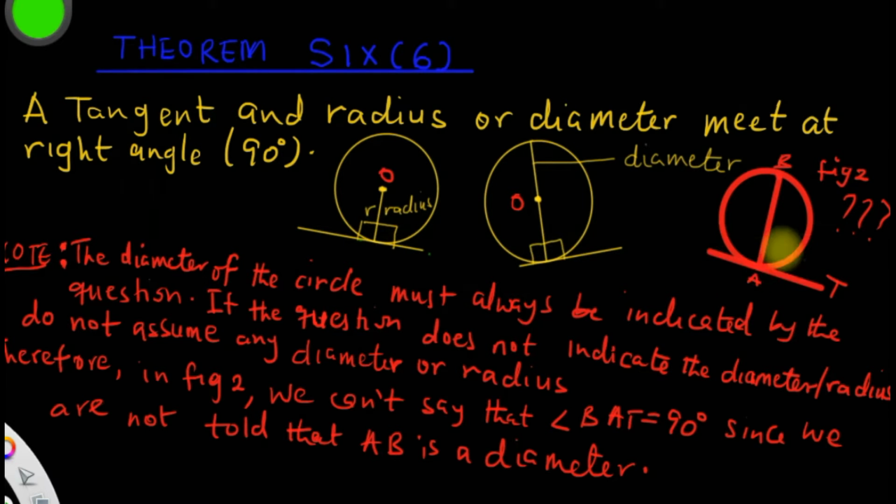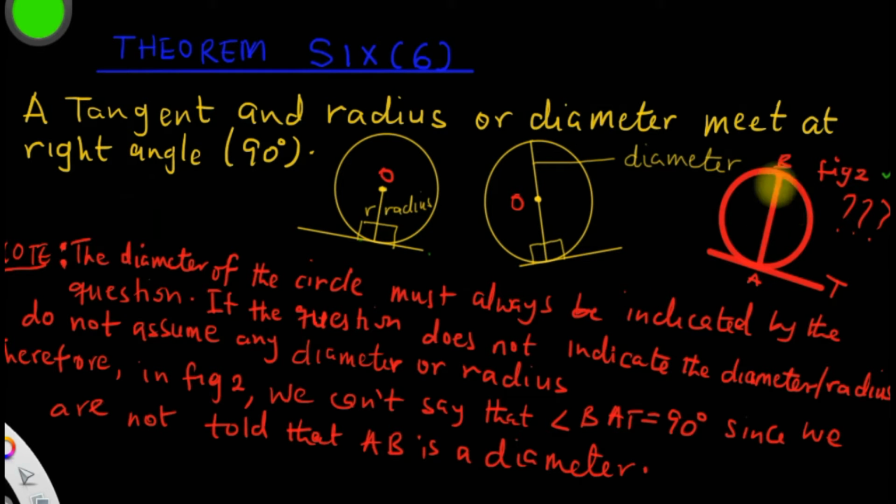Let us look at figure 2. This is a tangent, and this is line AB. Here, there is nothing indicating that line AB is a diameter. We are not told that AB is a diameter, neither is there any indication of the center of the circle. So we have to be careful of that.